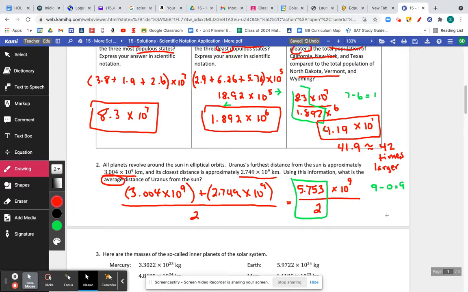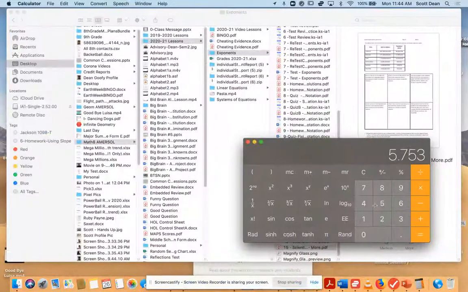So either way you think about it, the power on the 10 is going to be a 9. You can just decide which kind of person you are, how you like to think of that. But either way, we have 10 to the 9 power. So I need 5.753 divided by 2.